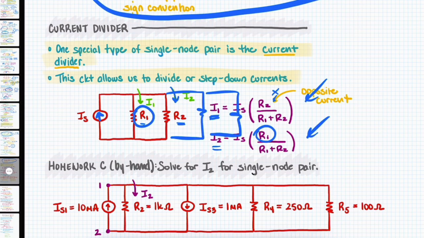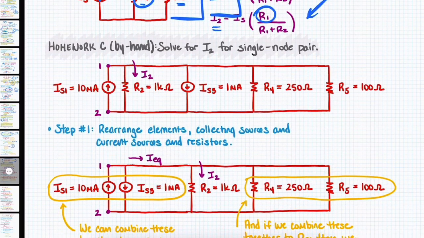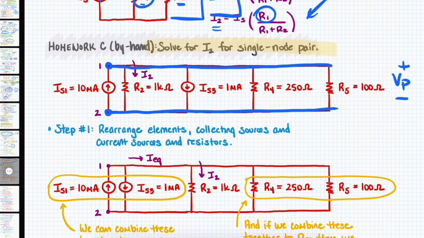Okay, now let's take a look at one of these homework problems that are no longer really homeworks. And we're asked to solve for I2 from a single node pair. One thing to watch out for is that a homework problem, or a quiz or exam problem, I guess it depends on who teaches it, won't always tell you that it is a single node pair or a single loop. So you should be actively scanning and looking for those. So we know that this is a single node pair. There's only two nodes, node 1, node 2. There is a voltage that I'm going to call VP across all of them that's shared.